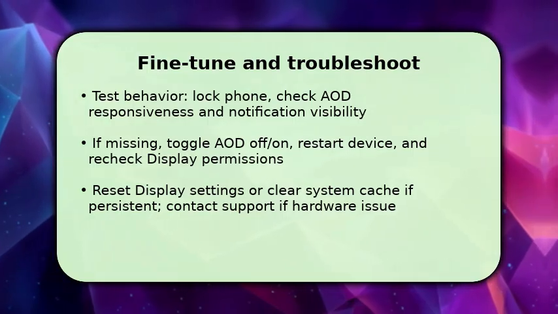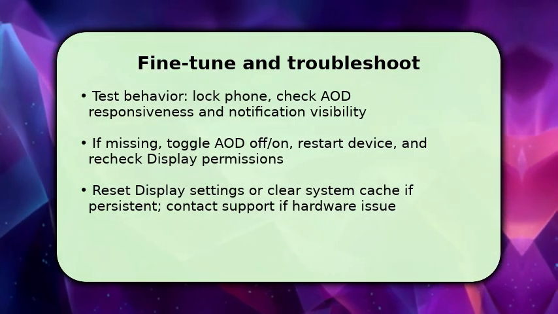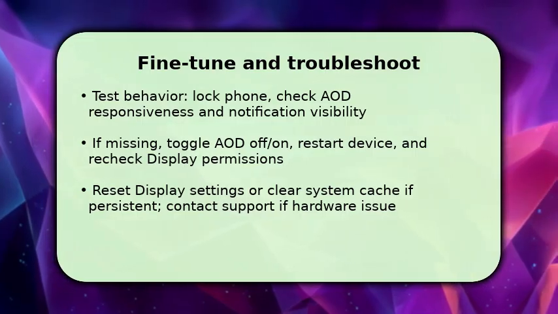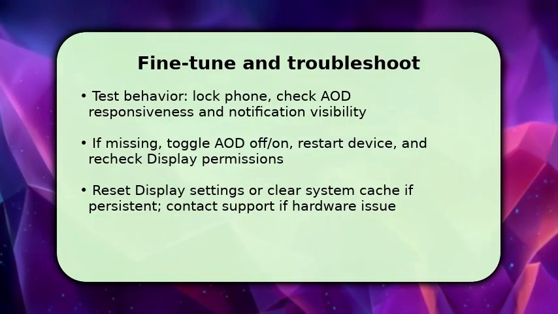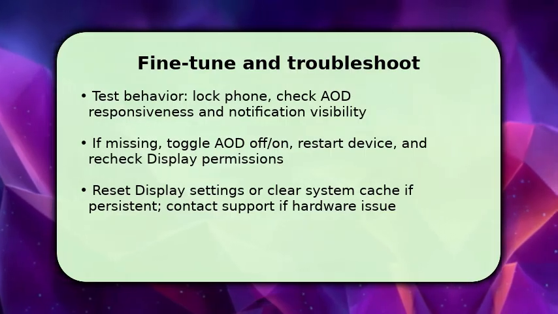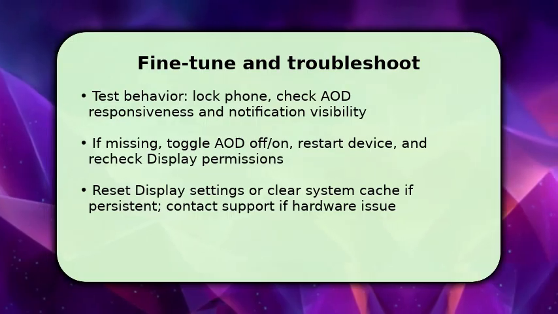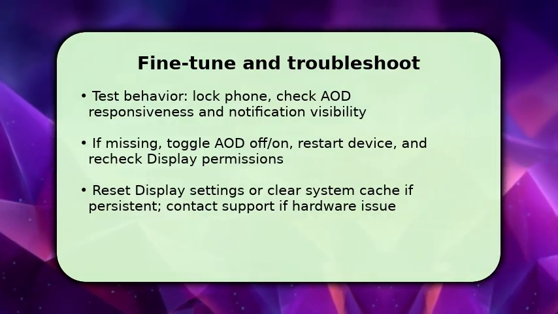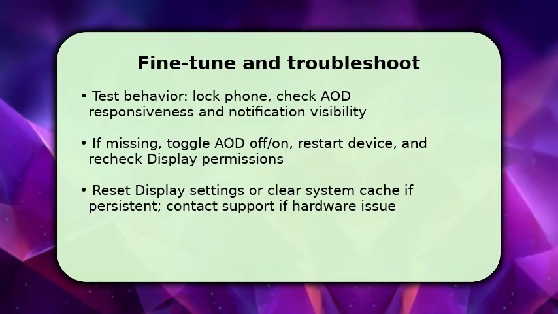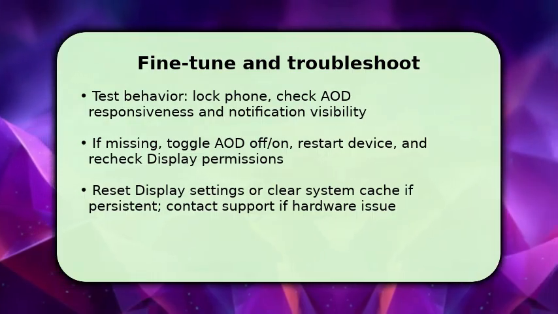If it does not appear, toggle AOD off and on, then restart the phone to reload system services. This often fixes minor glitches. Make sure display permissions and battery optimization exemptions allow AOD to run. If problems persist, reset display settings or clear the system cache to remove corrupted data.